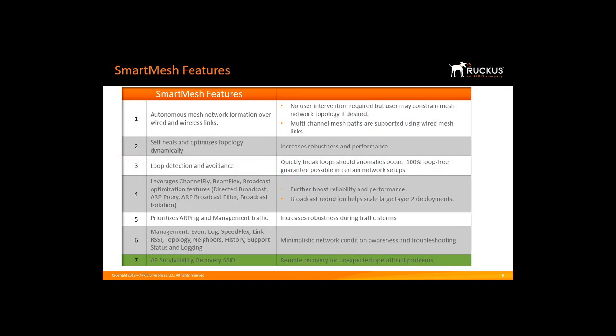First, autonomous network mesh formations can occur over the wired or wireless link. No user intervention is required. The user may constrain the mesh network topology if desired. Multi-channel mesh paths are supported using wired mesh links or using EMAPs.